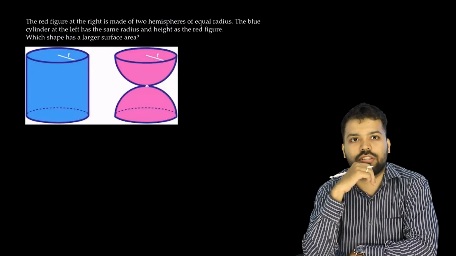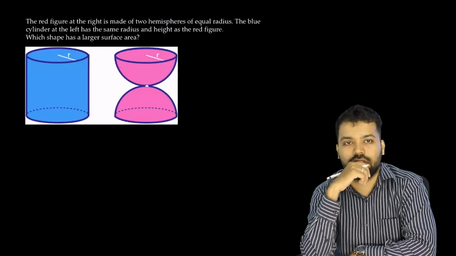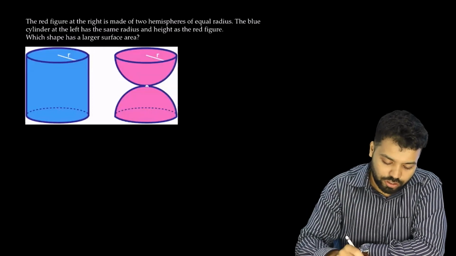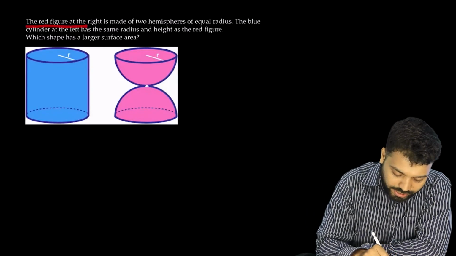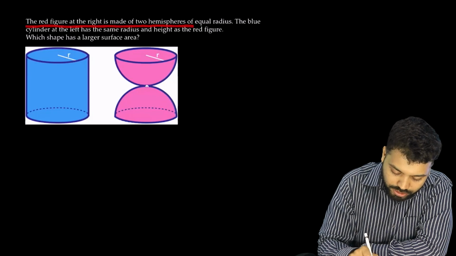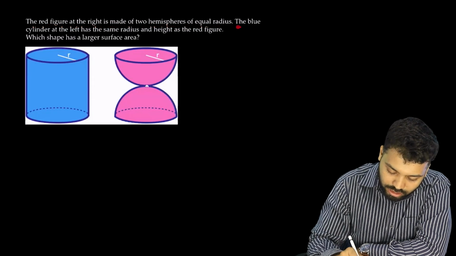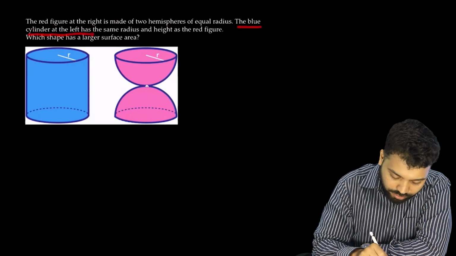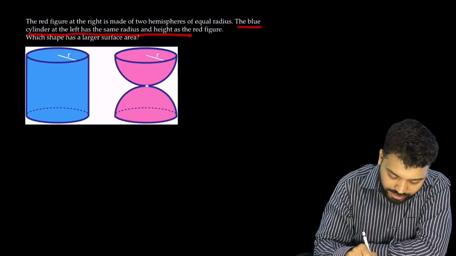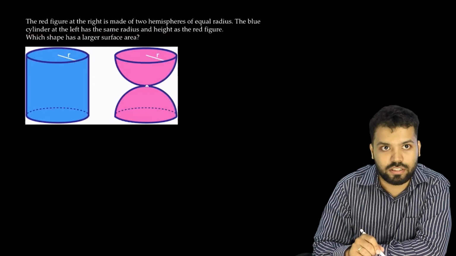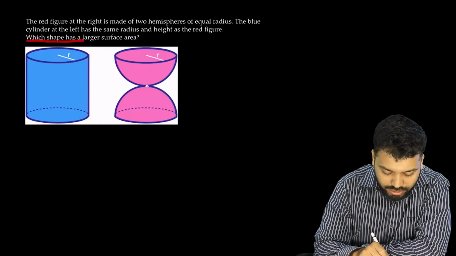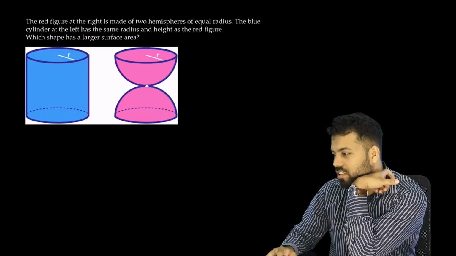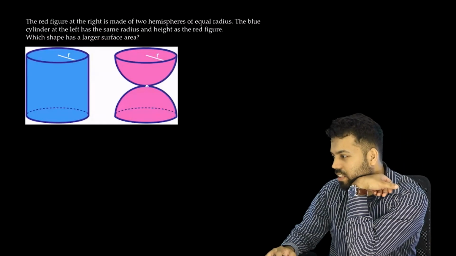Let's see some questions on this. We have a question. The red figure at the right is made up of two hemispheres of equal radius. The blue cylinder at the left has the same radius and height as the red figure. Which shape has the larger surface area?